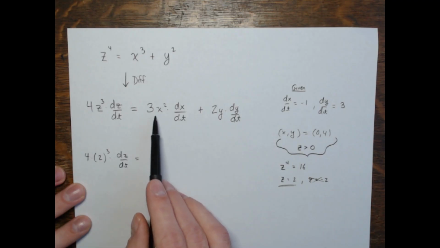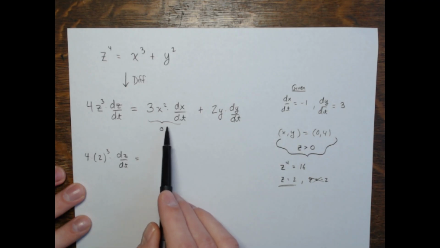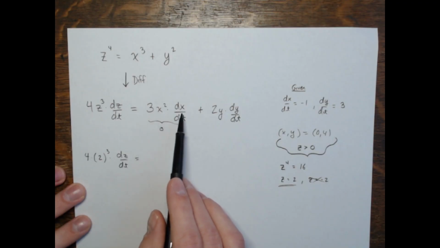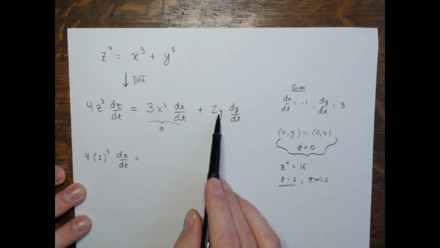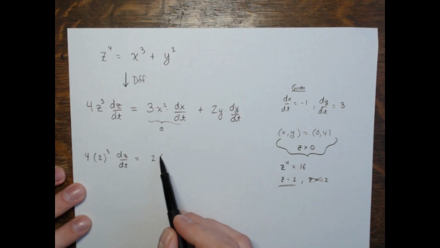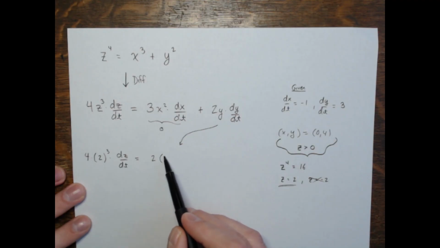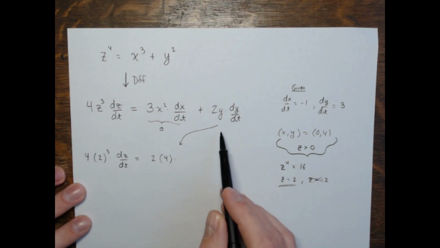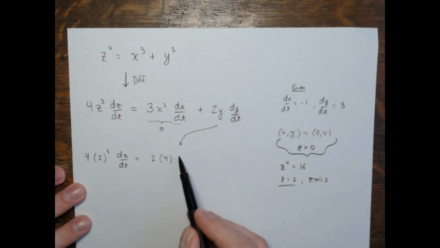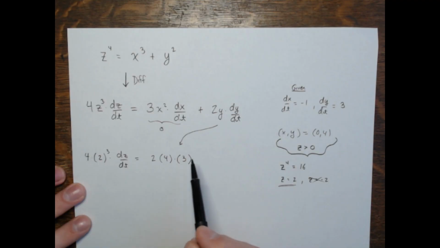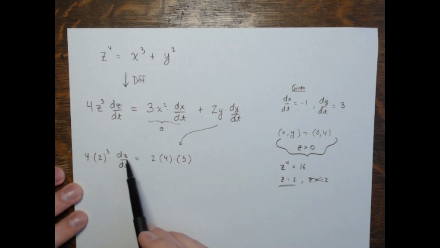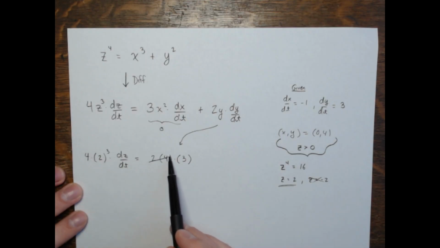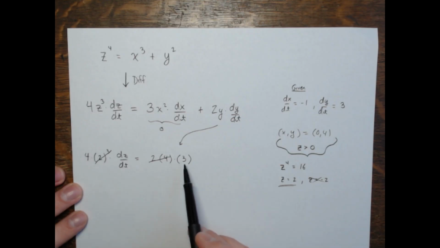Now x is 0, so this term will be gone. I don't need to know the other values there. X is 0. And then this term here is 2 times 4 for y, and then y prime, dy/dt, is positive 3. And then I would divide by, now 2 cubed is 8. 2 times 4 is 8, so those divide out. And I'd be left with 3 over 4 for my dz/dt.